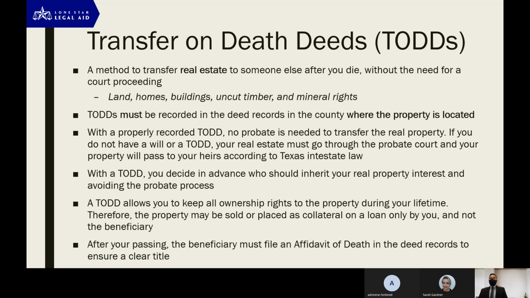So the property can be sold, placed as collateral on a loan, and all the fun things we get to do with our property can be done only by you, not the person that's going to get it as designated in your TOD until you're deceased. And at that point, hopefully you're not worried about it. After your passing, the beneficiary has to file an affidavit of death in the deed records to get the clean title. But just filing an affidavit of death in a deed record is so much easier than going and probating a will and waiting on the probate process. It's more of an administrative task that the beneficiary is going to have to do.